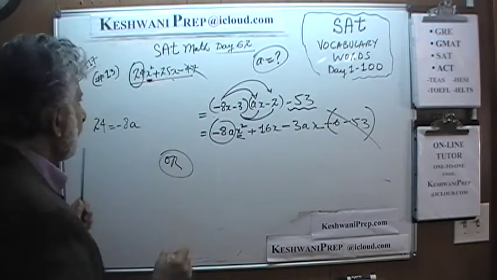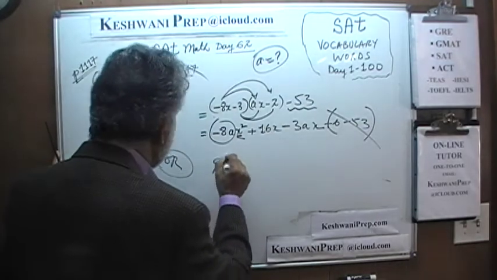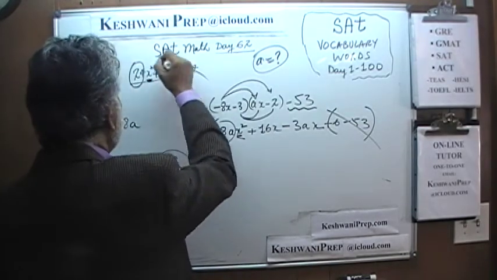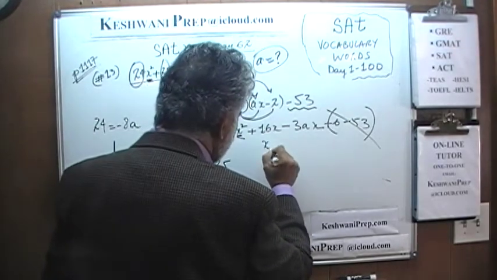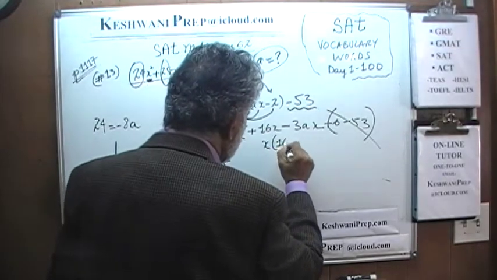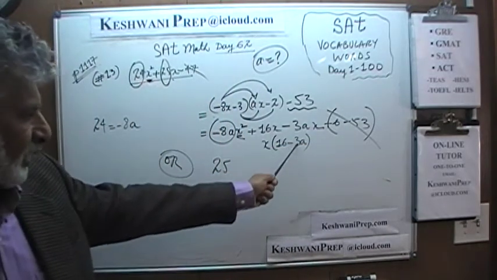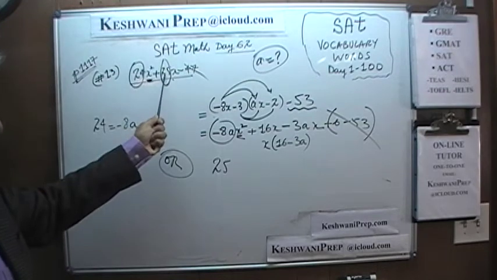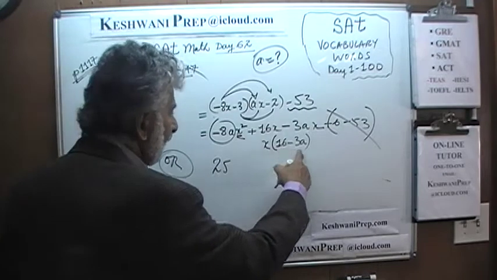Or we can compare the coefficient of x. On this side, we have 25. Coefficient of x on this side is 25. And the coefficient of x on this side, we haven't finished it here. Let's take out the x common. So we have 16 minus 3a. There you go. The coefficient of x on this side is 16 minus 3a, which means 25 that we see here on this side for the coefficient of x must equal 16 minus 3a.